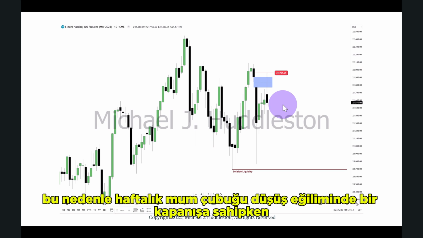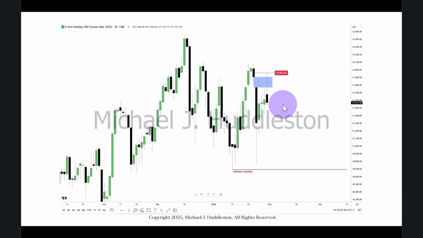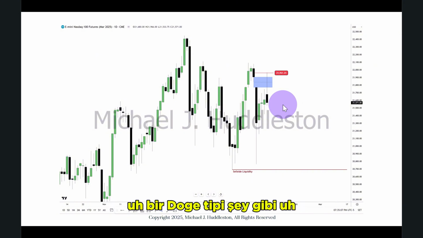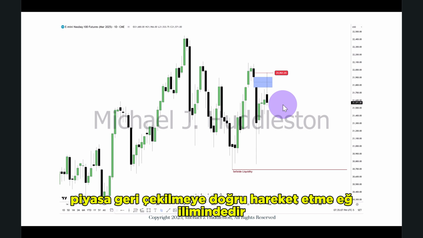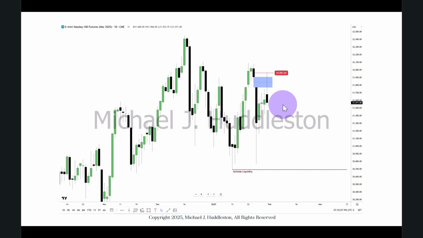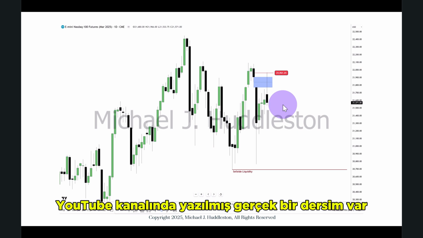So while the weekly candlestick is a bearish close with a very extreme low of the wick, like a doji type thing, that still delivered on the 20 to 30% of the weekly range, which is my TGIF, Thank God It's Friday trade idea, where the market tends to move back in retracement from Thursday's 1 p.m. to Friday's close. In that portion of the weekly range, you'll usually get a 20 to 30% of the weekly range retracement.